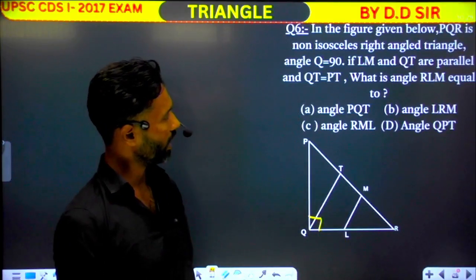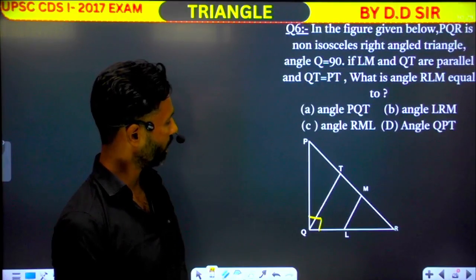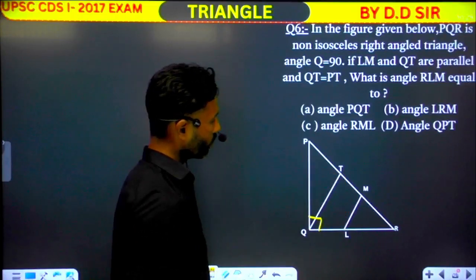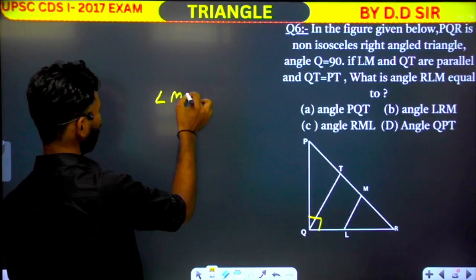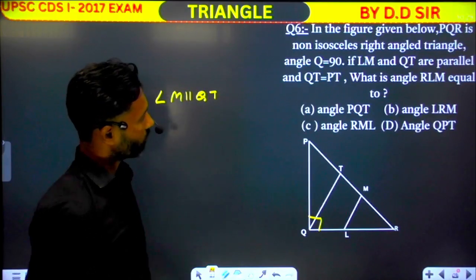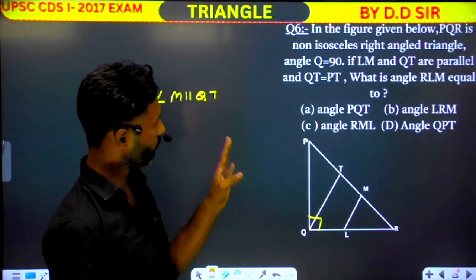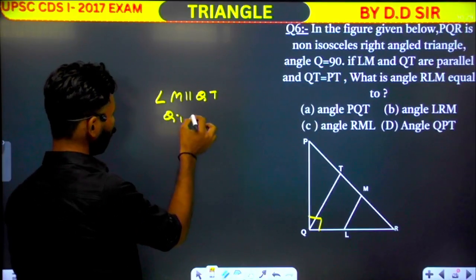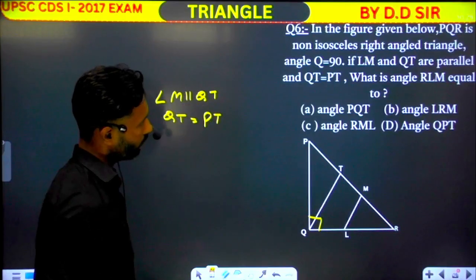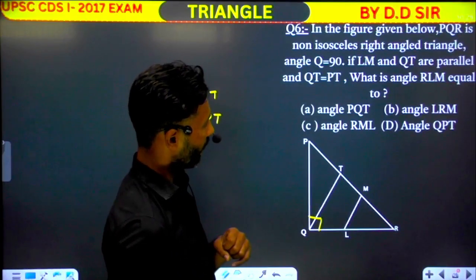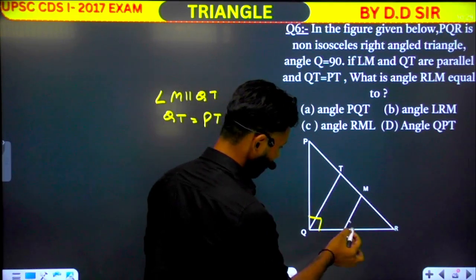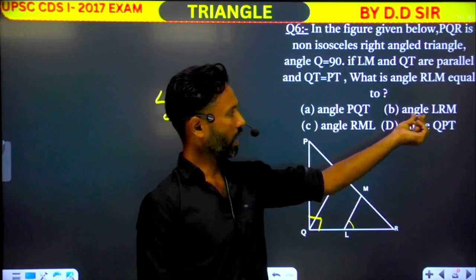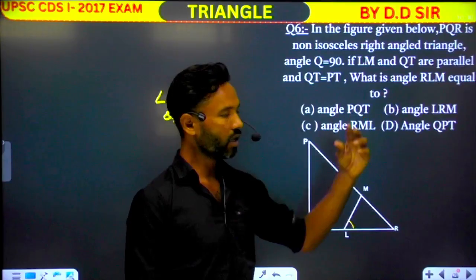If LM and QT are parallel, this is LM and this is QT, both lines are parallel. It is mentioned here LM is parallel to QT. After that it is said that angle Q is equal to 90 degrees, and QT is equal to PT. Then what is angle RLM? RLM, this angle is equal to, okay: angle PQT, angle LRM, angle RML, angle QPT.